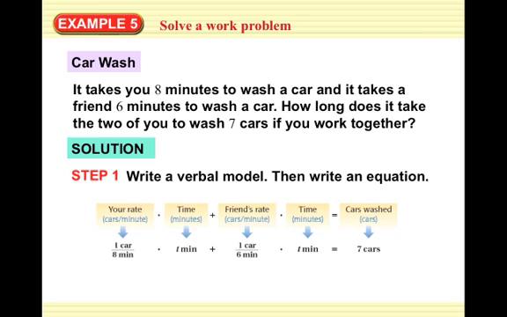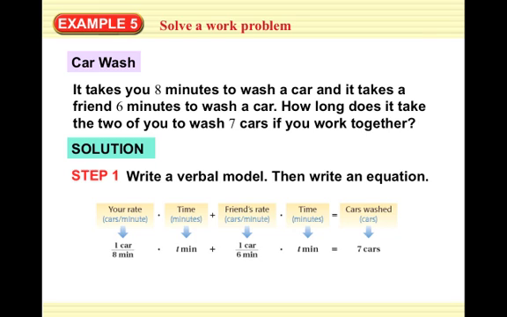Times the total amount of time that y'all are going to spend working, plus your friend's rate, in this case cars per minute, times time, and that's going to equal the number of cars washed, which is just going to be cars. So the total number of jobs, whatever job you're talking about, that's going to get done.